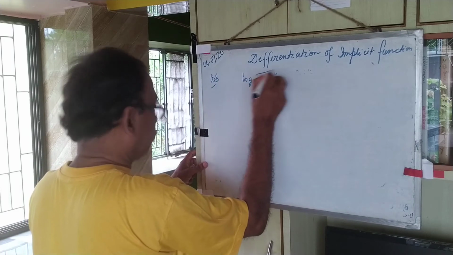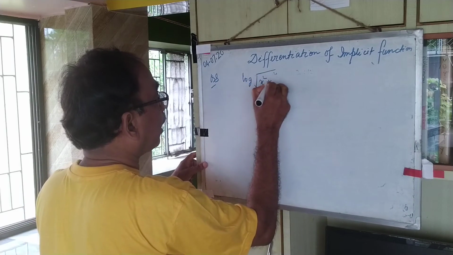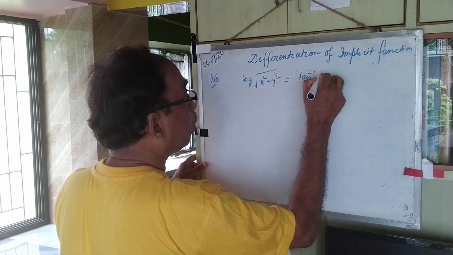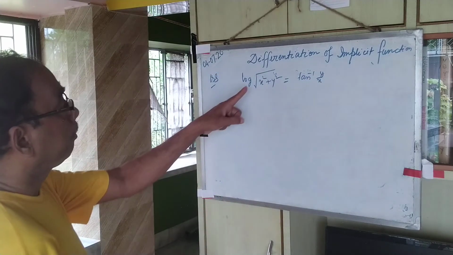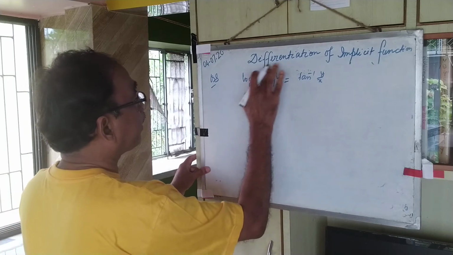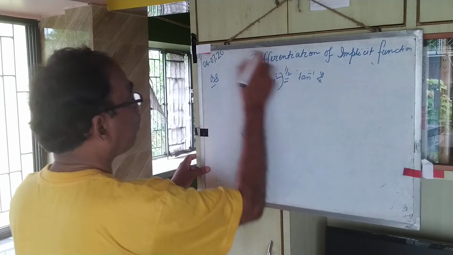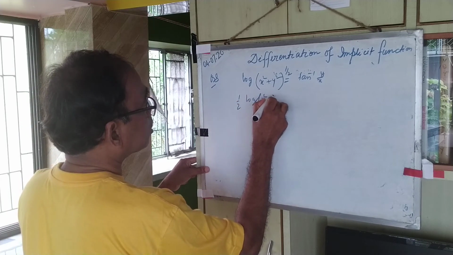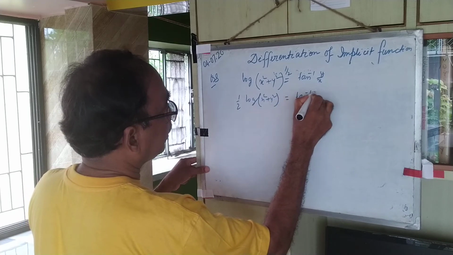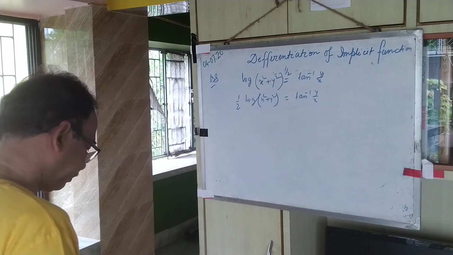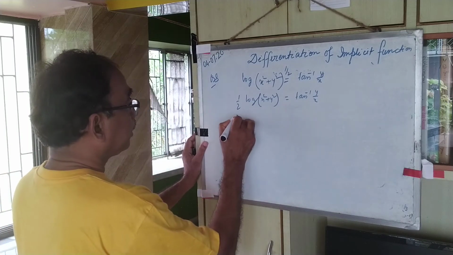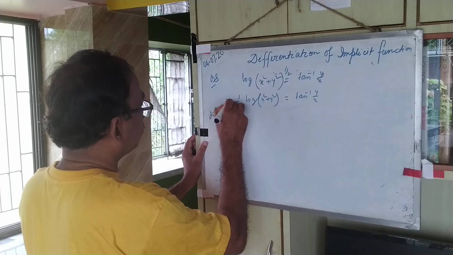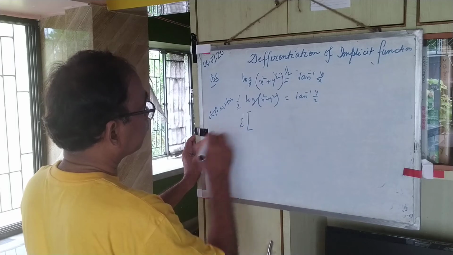Log of root over x square plus y square equals tan inverse y by x. Power root means power half, so we can write this to the power half. Half will come first: half log of x square plus y square equals tan inverse y by x. Then differentiating with respect to x, half is common.